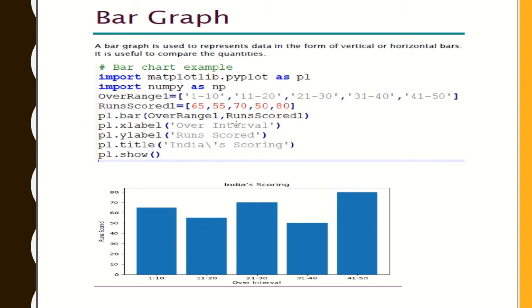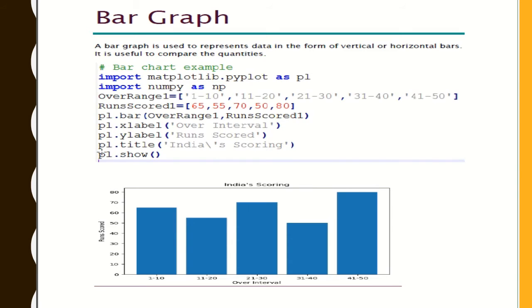plt.bar(over range 1, runs code). These two are the values being used. Over range 1 is my x-axis and the second, runs code 1, is my y-axis. For plt.xlabel, what will be my x label? I have written it over here: over interval will be my x label and y label will be my runs code.